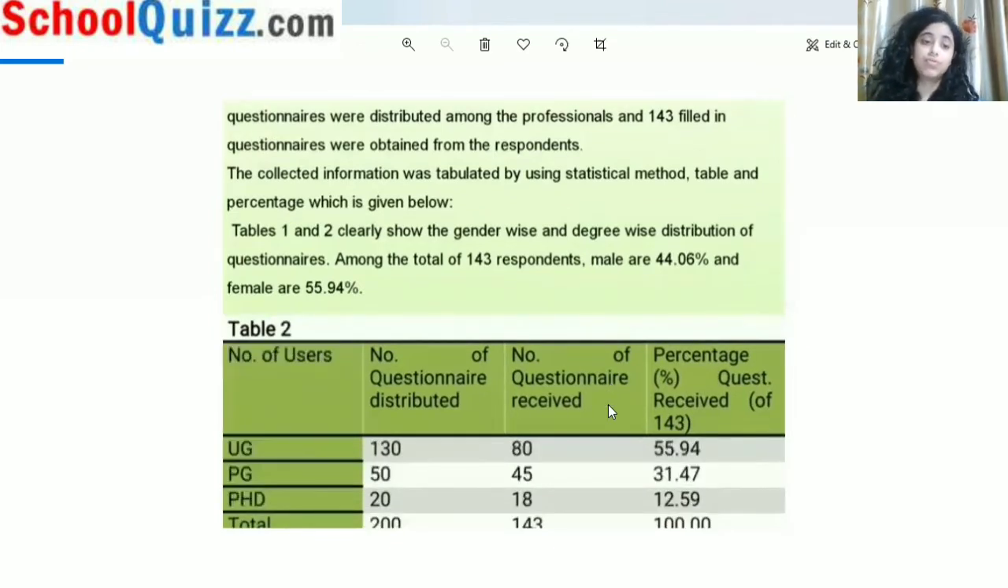We are going to see table 2. See, in that, we have distributed to UG, means undergraduates, and postgraduates, and PhD, means who is doing the doctorate in the particular subject. Okay. So for UG students, we have distributed 130 questionnaires and we have received the response of 80% only. So that is 55. For PG students, we have distributed 50 questionnaires and we have got a response of 45 questionnaires. That is 31%. Now in PhD, we have distributed only 20 questionnaires, but 18 students have filled that form. That is 12.59%. So total overall 200, 143 and 100. Okay, that is the percentage.